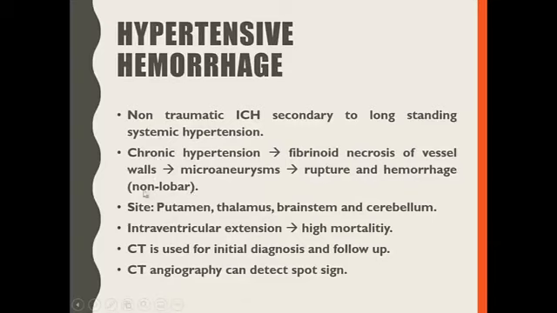The sites for hemorrhage are the putamen, thalamus, brainstem, and finally the cerebellum. When intraventricular extension occurs, it's a bad prognostic sign and it indicates high mortality. Hypertensive hemorrhage should be diagnosed and followed up by CT. There is no role for MRI. And you can use CT angiography to detect what's called the angiographic spot sign, which may indicate progression and expansion of the hematoma.